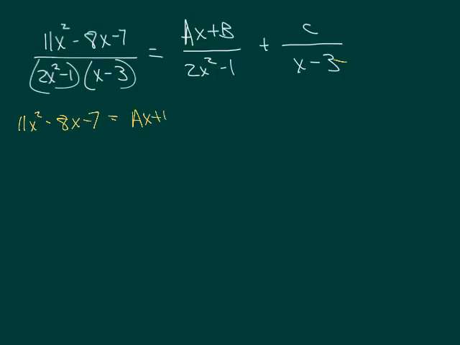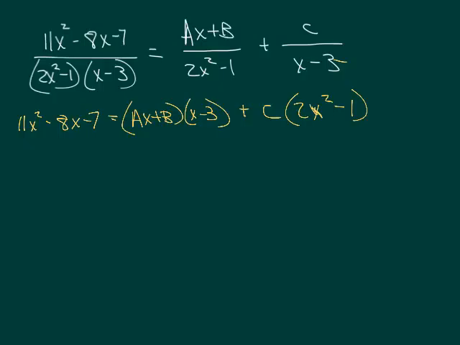ax plus b, and I put that in parentheses, and what am I missing? I'm missing an x minus 3 over there. And then over here I have a c, and I'm missing a 2x squared minus 1. Okay, so I skipped a few steps there, but I think you can follow what I'm doing.